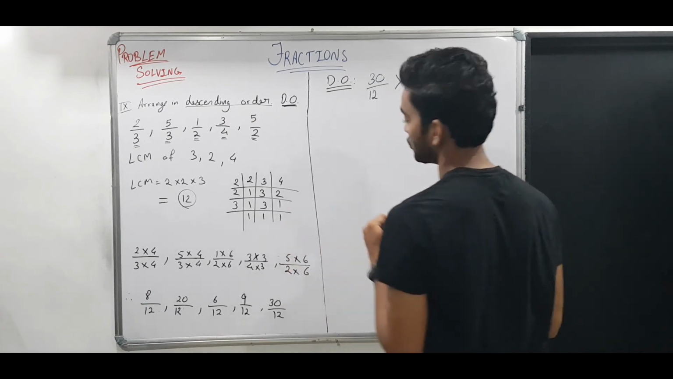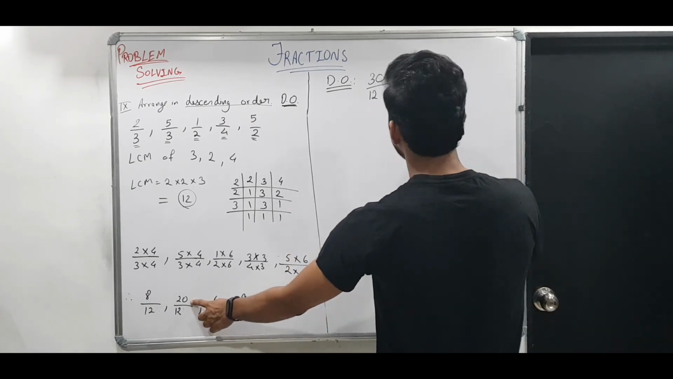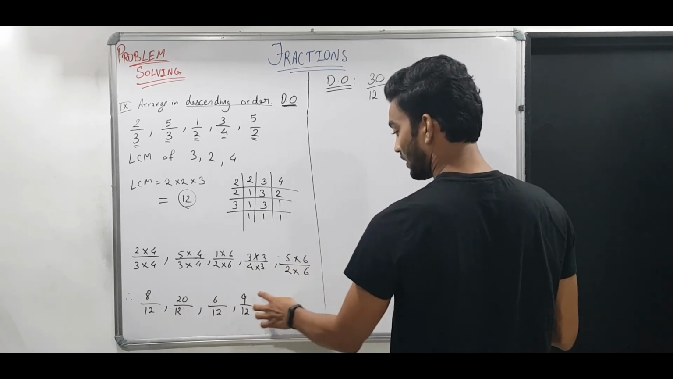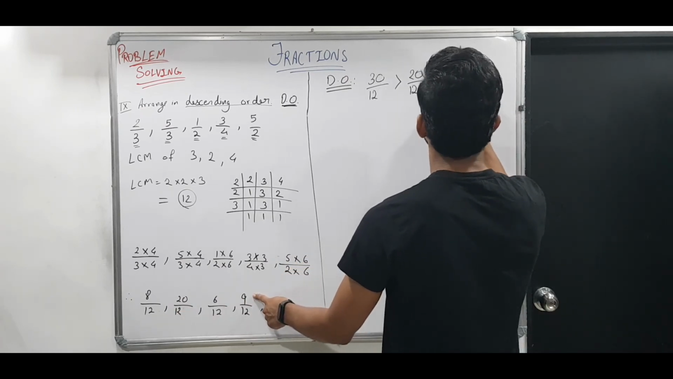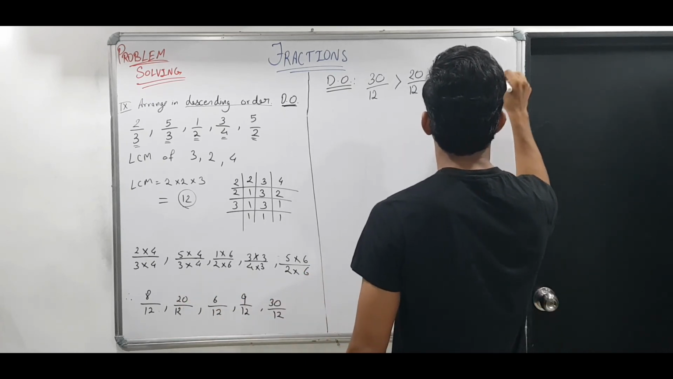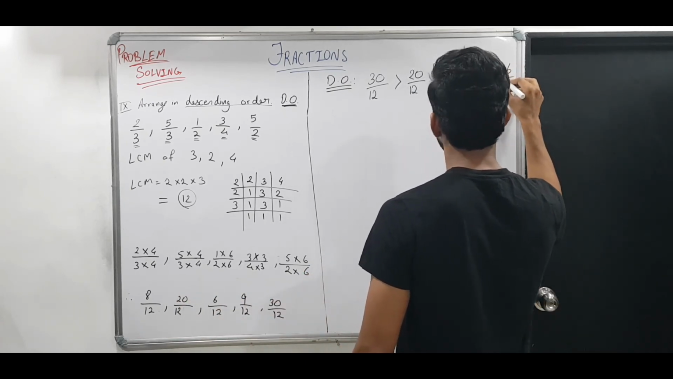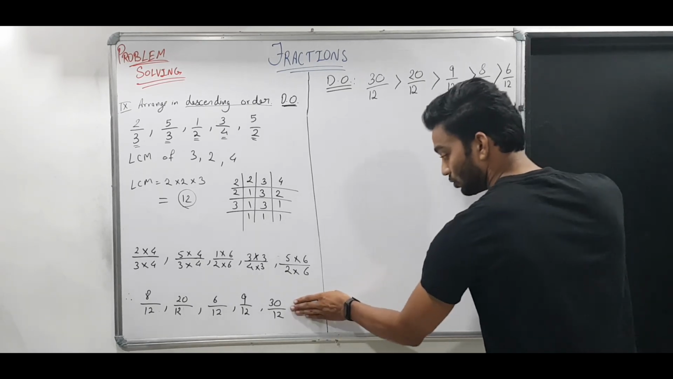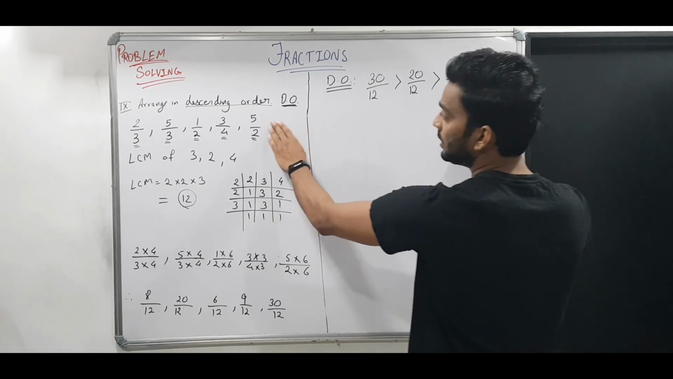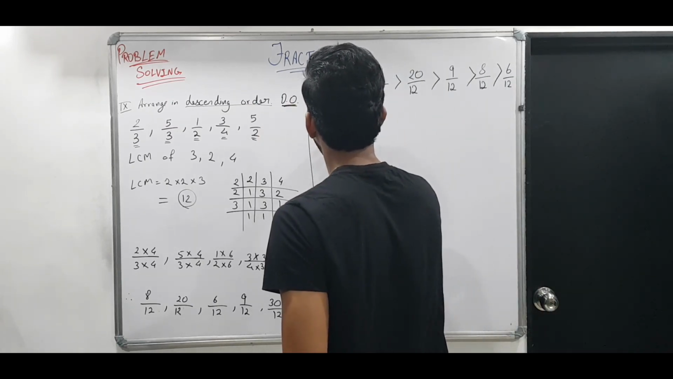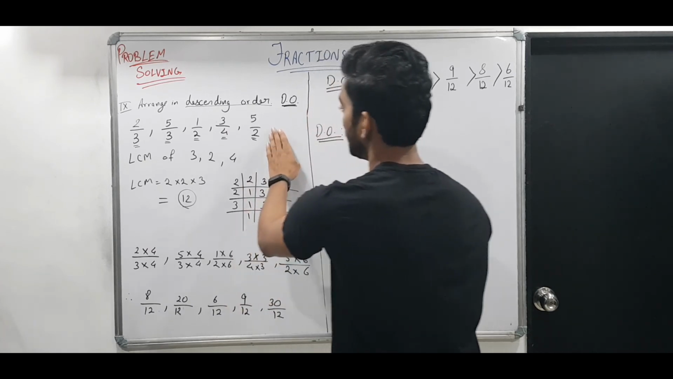This is the greatest fraction. Second number हमारा है 20. So 20/12. Next we have 9. Next we have 8. And the last, the smallest one, 6/12. So this is the arrangement for this fractions. Actual fractions हमको ये दिए हैं, so that will be our final answer. Final answer हमको वही fractions लिखने हैं जो हमें पहले दिए.